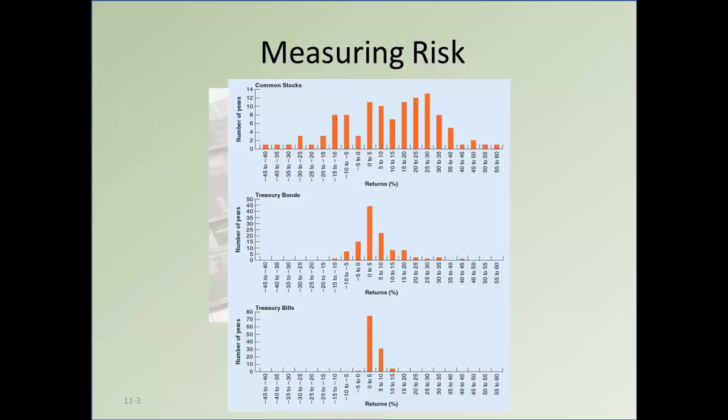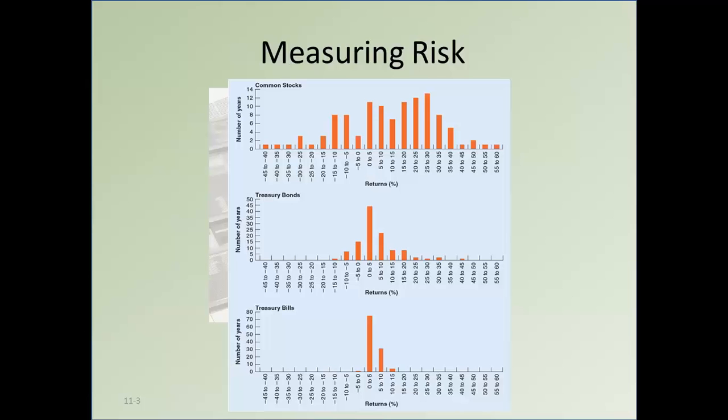Let's measure risk first. We've seen in the previous presentation that stocks in general tend to give higher returns than bonds and risk-free treasury bills. But stocks also carry risk with them. And the meaning of risk is in this graph in front of you. On the y-axis is the number of years. On the x-axis is the rate of return obtained from a specific security.